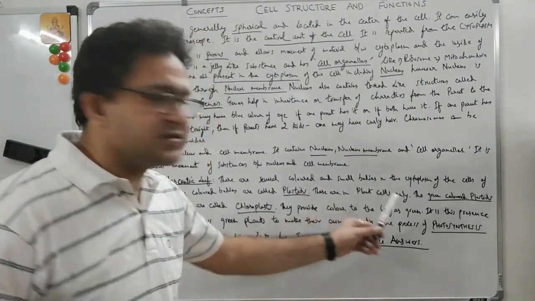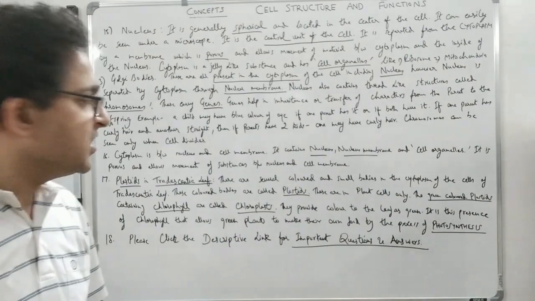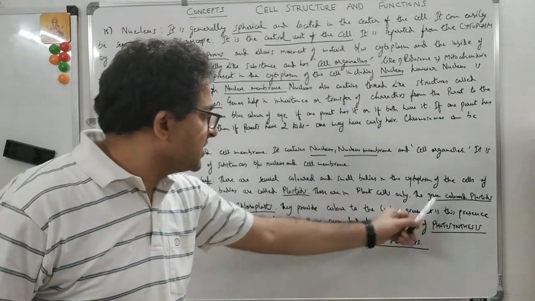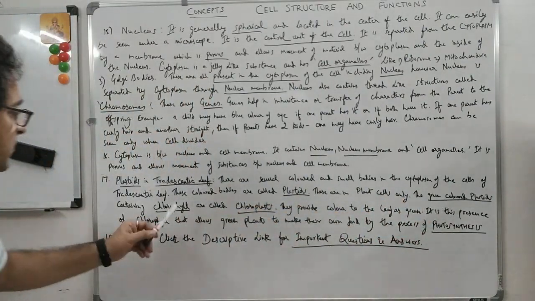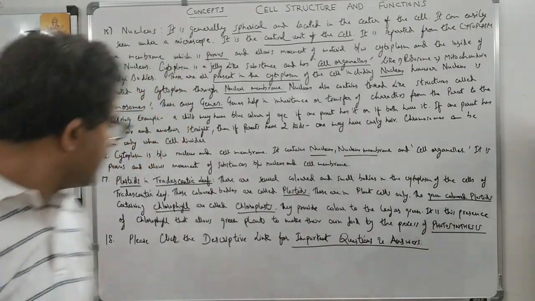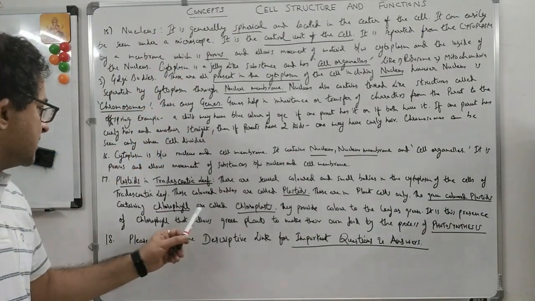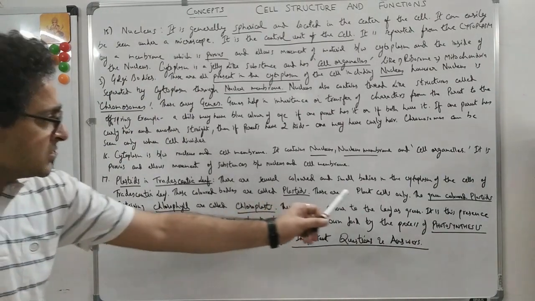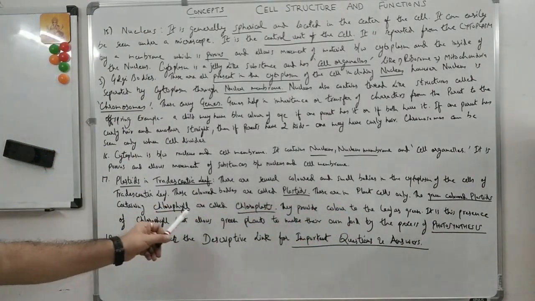These are in plant cells only. Yes, you will see in the diagram. It's only in the plant cells. Only the green colored plastids will have chlorophyll. Just remember this. The green colored plastids containing chlorophyll are called chloroplasts.